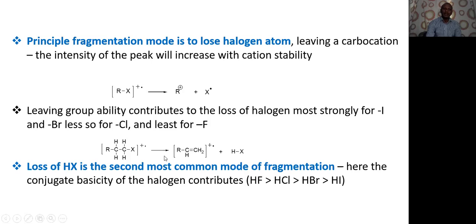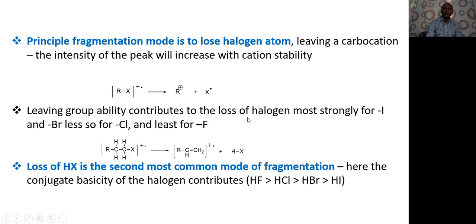The second mode of fragmentation is the loss of hydrogen halide as a neutral molecule, and you will have the fragment ion. So from the molecular ion, loss of hydrogen halide will be there as a neutral molecule. The first mode is the loss of halide as a radical, and the other is the loss of hydrogen halide as a neutral molecule.